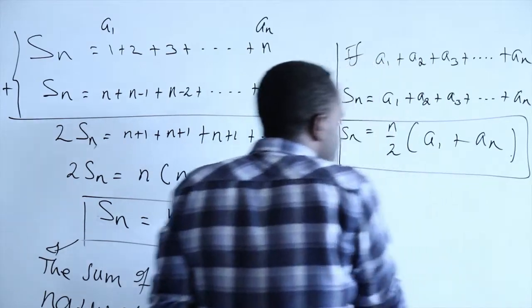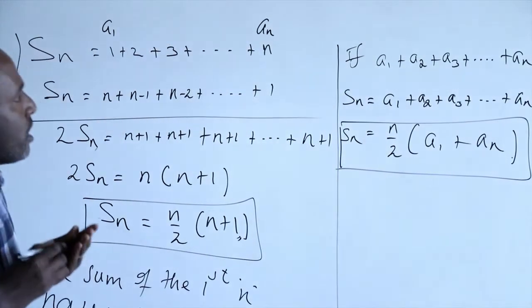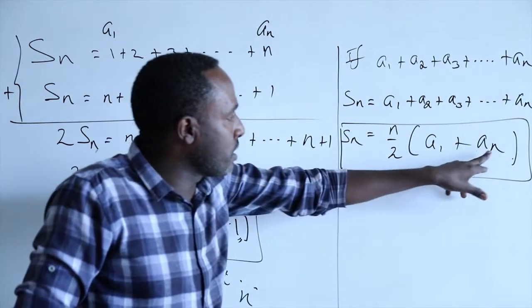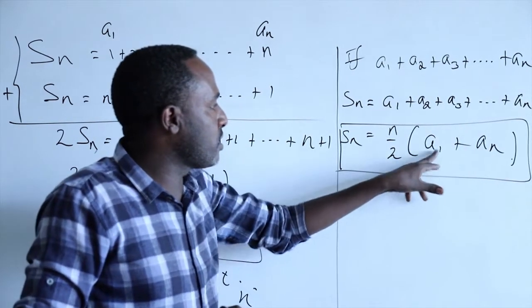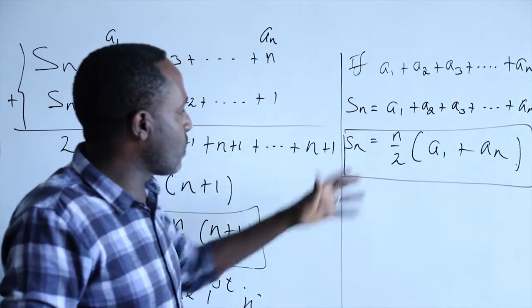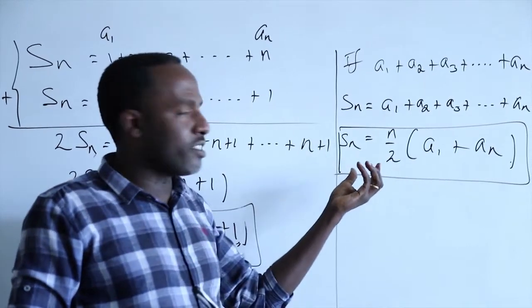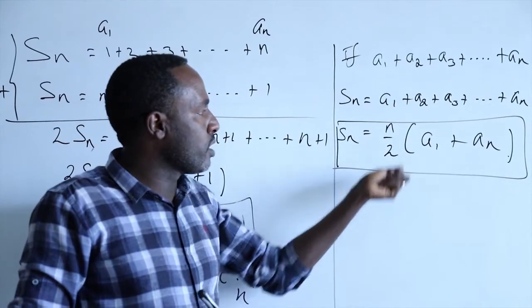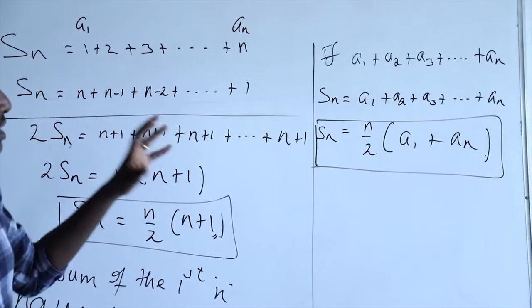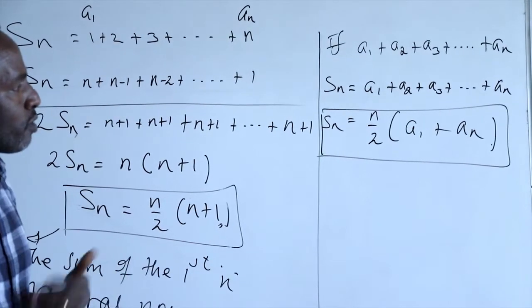This is also a formula for any arithmetic sequence, with last term an and first term a1. The number of terms is n. So Sn can be calculated by n over 2 into a1 plus an.